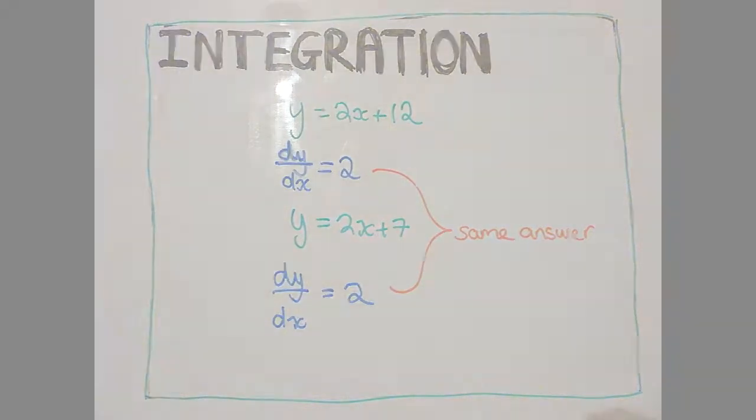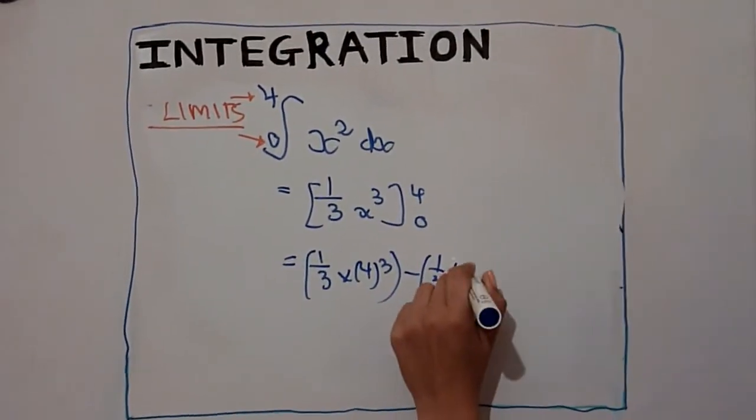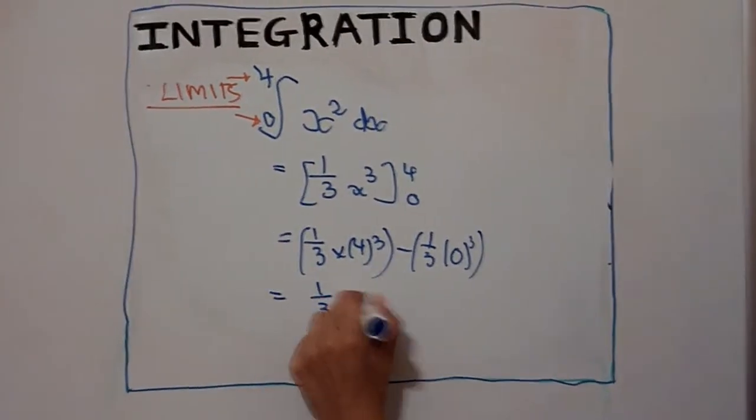The third step is using the limits. The limits here are y equals 0 and y equals 4. You substitute the values as x into your integrated term, and that is the area in units squared.